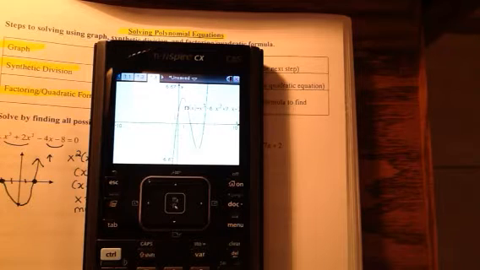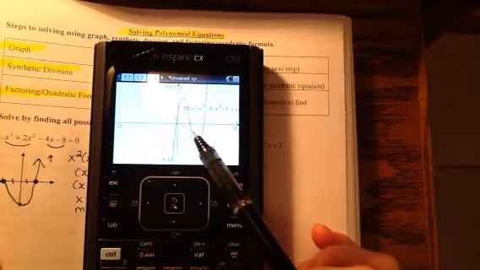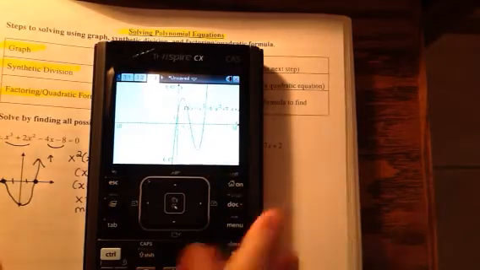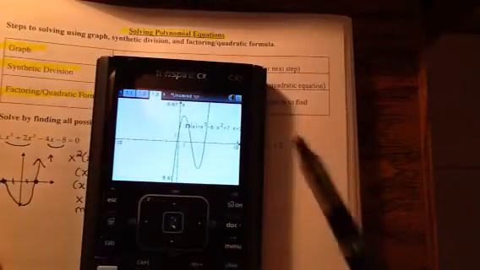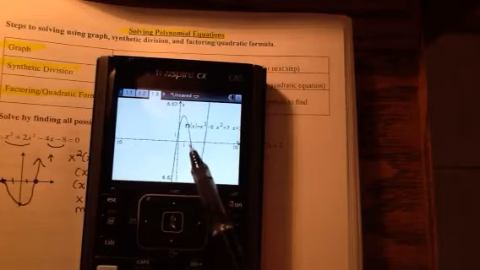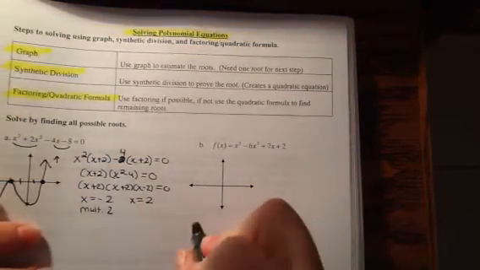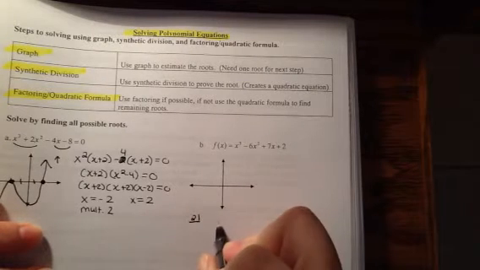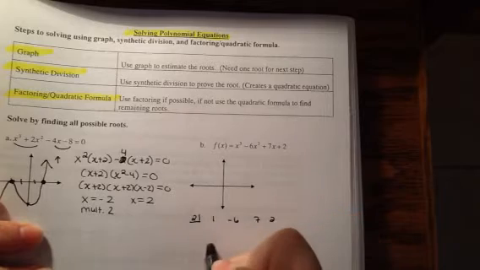None of those zeros are very pretty. You can tell right here it's not quite at 0. And right here, that might exactly be 2, so we can try 2. And then this one's a little off over here. So it looks like it goes right through 2, and so we're going to try synthetic division, and let's see if that works. So I'm going to put 2 in the little house and do 1, negative 6, 7, 2.